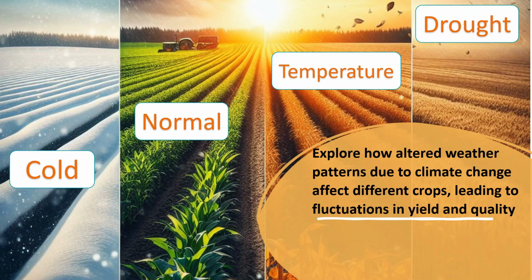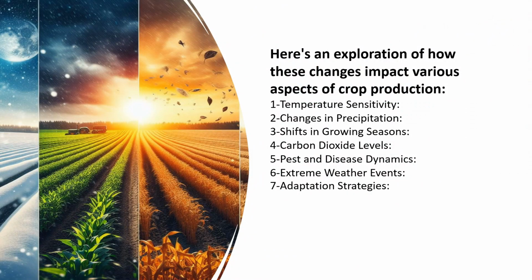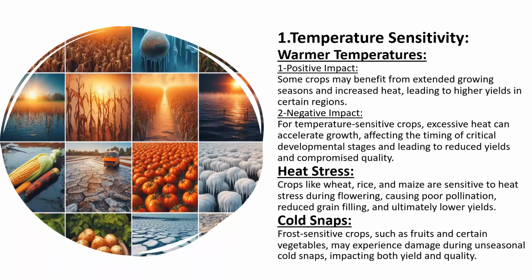Explore how altered weather patterns due to climate change affect different crops, leading to fluctuations in yield and quality. Altered weather patterns due to climate change can have profound effects on different crops, causing fluctuations in both yield and quality. Here's an exploration of how these changes impact various aspects of crop production. 1. Temperature sensitivity. Warmer temperatures.